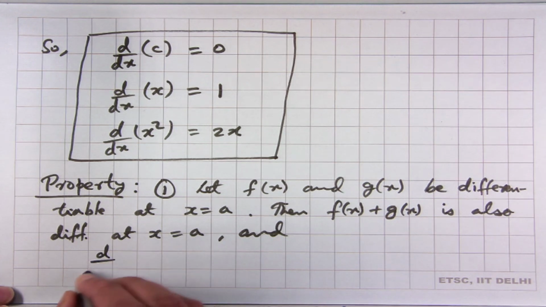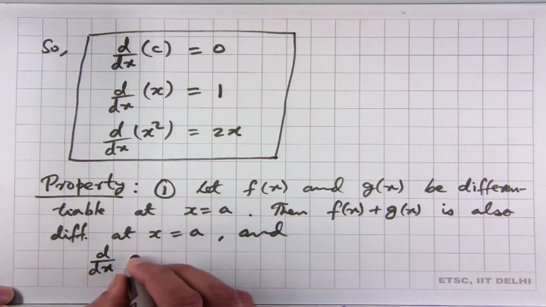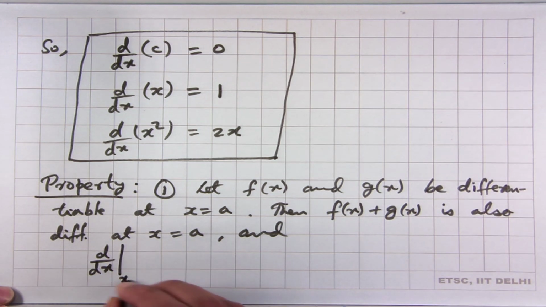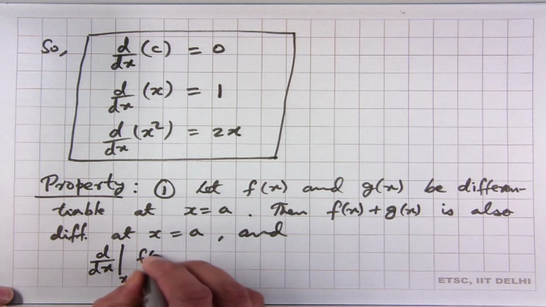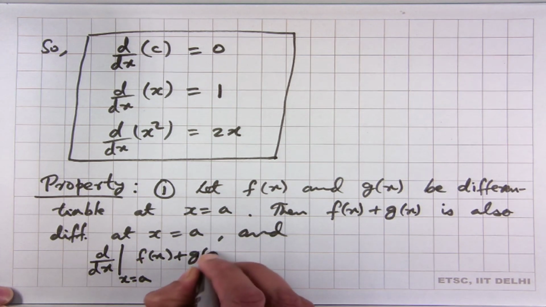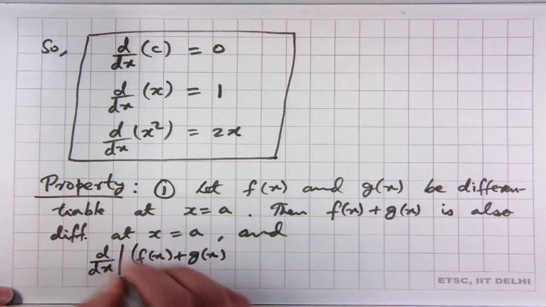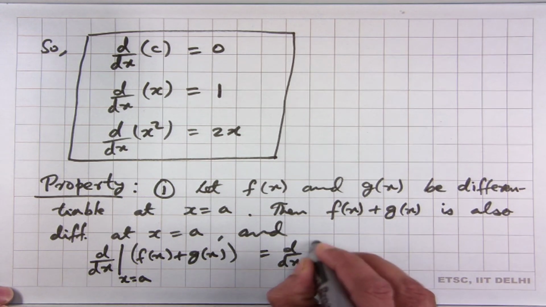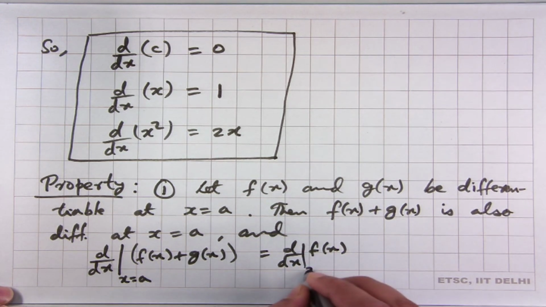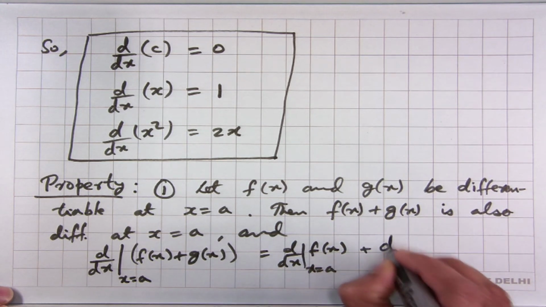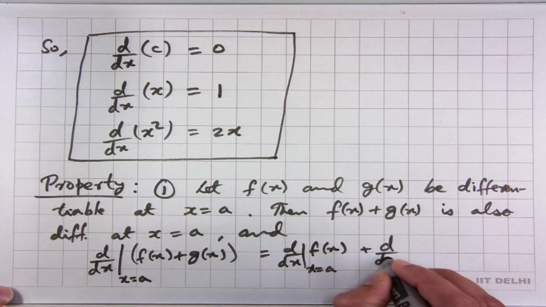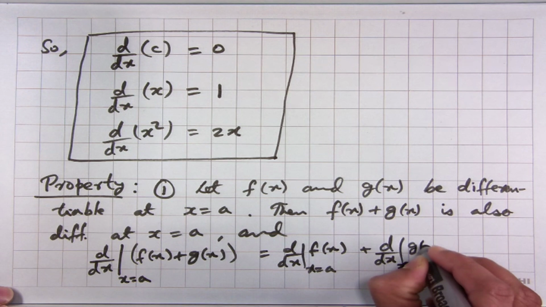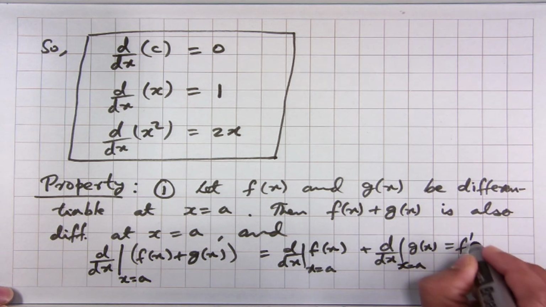d by dx at x equal to a of f(x) plus g(x) is equal to d by dx of f(x) at x equal to a plus the derivative of g(x) at x equal to a, that is, this is same as f prime a plus g prime a.